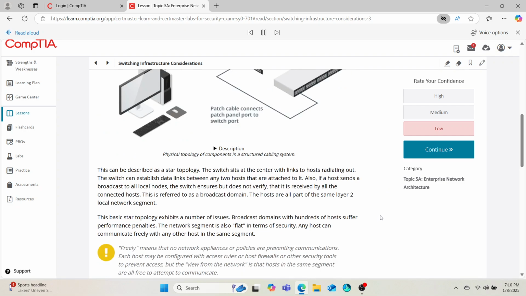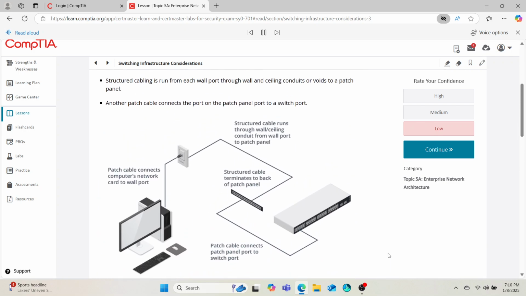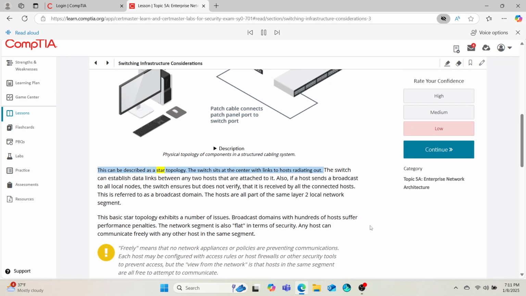Description. The components are as follows. 1. Patch cable connects the computer's network card to the wall port. 2. Structured cable runs through wall or ceiling conduit from the wall port to the patch panel. 3. Structured cable terminates to the back of the patch panel. 4. Patch cable connects the patch panel port to the switch port. Physical topology of components in a structured cabling system. This can be described as a star topology.